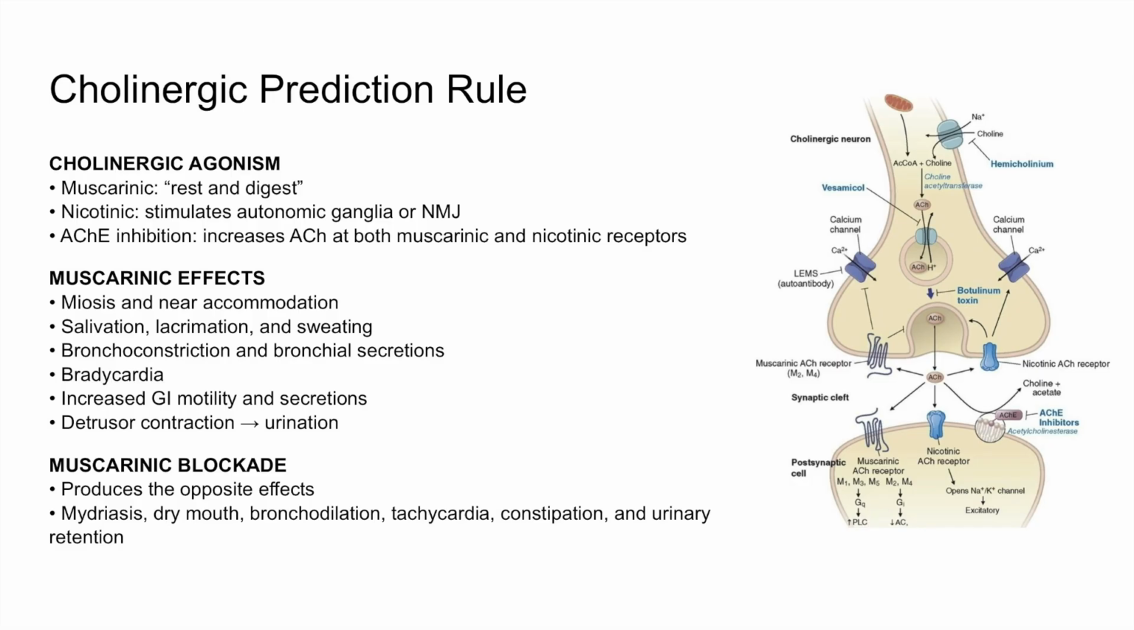Nicotinic stimulation activates autonomic ganglia or the neuromuscular junction, so its effects depend on the receptor subtype and location. Acetylcholinesterase inhibitors increase acetylcholine everywhere it is released, stimulating both muscarinic and nicotinic receptors. And muscarinic blockade produces the functional opposite, so mydriasis, dry mouth, bronchodilation, tachycardia, constipation, and urinary retention. Predict the organ effect before memorizing the drug, and you should be okay.